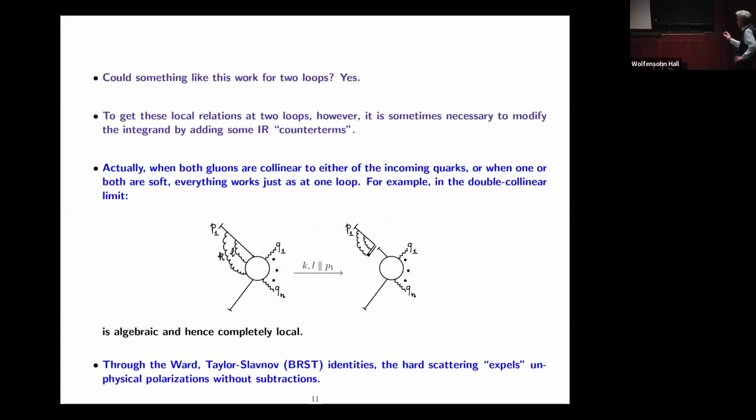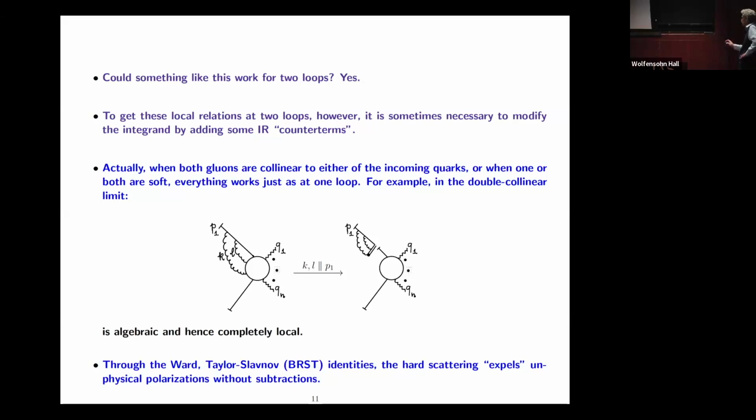And yes, to get the local relation to 2 loops, it's sometimes necessary, sometimes meaning in some diagrams, to modify the integrand by adding some infrared counterterms. I'll show you what they look like. But actually, it's interesting that when, suppose now we go to next leading order, and both gluons become collinear, either on one side or the other side, or one on each side, or one becomes soft and one becomes collinear, you get complete factorization here in the double collinear to P1 limit. This is algebraic and completely local.